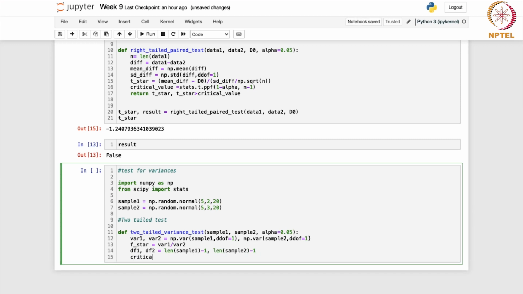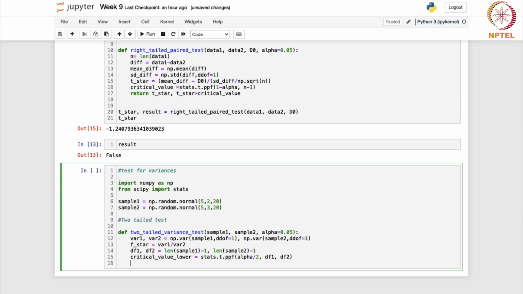Lower critical value. Lower would be stats.f.ppf of alpha by 2 and degree of freedom 1 and degree of freedom for the second one, right? n1 minus 1 and n2 minus 1. Likewise, here we are focusing on the F distribution. So it will look at those values which are less than alpha by 2, to the left of that.